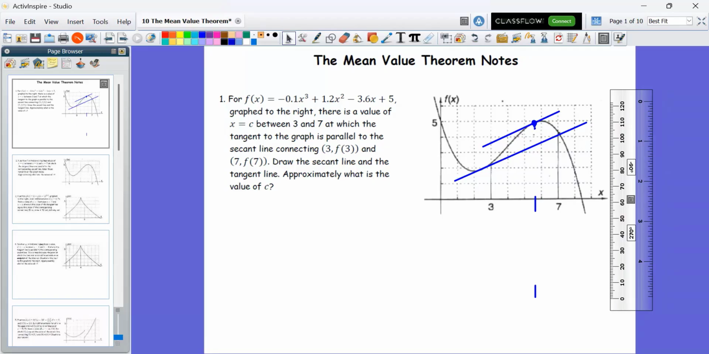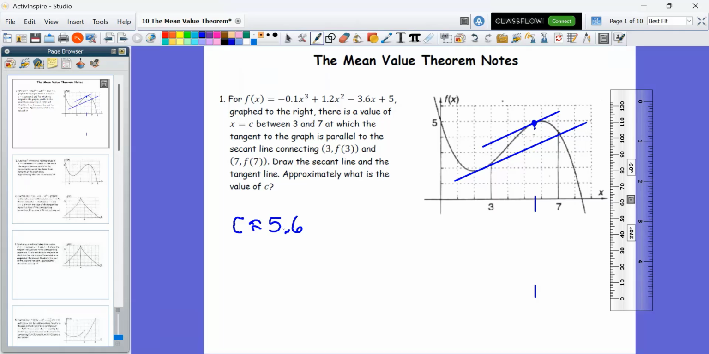So it's more than 5.5. I don't know, maybe it's c equals 5.6, 5.7. As long as you're in the ballpark, we're okay. So it looks like for c, approximately let's say 5.6. Okay, you might even say 5.5, whatever it is on yours.